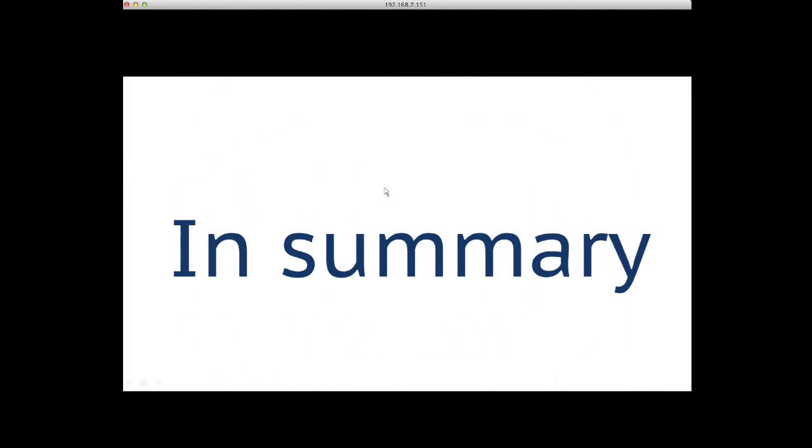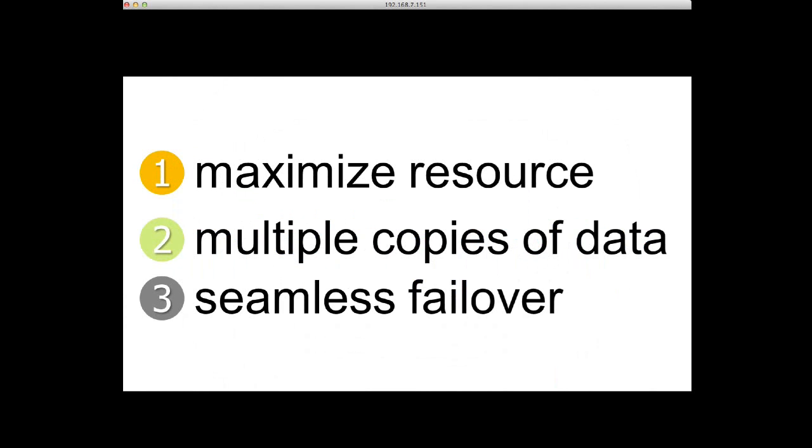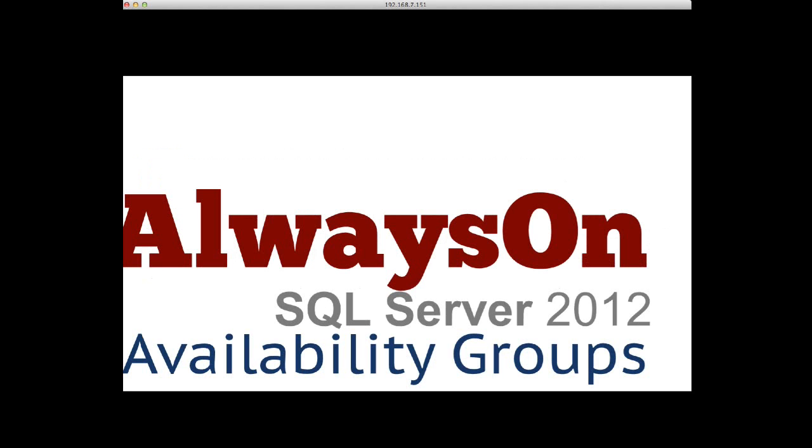In summary, we've looked at Always On availability groups to maximize your resources and have multiple copies of your data. Now, instead of having one database mirroring configuration and log shipping, you just have Always On availability groups to provide you with multiple copies of data. In the demonstration, you've seen 3 synchronous copies of data in 3 different SQL Server instances. And finally, you've seen how seamless failover happens when you configure an Always On availability group listener and use the listener name for your connection strings in your application. That's Always On availability groups.